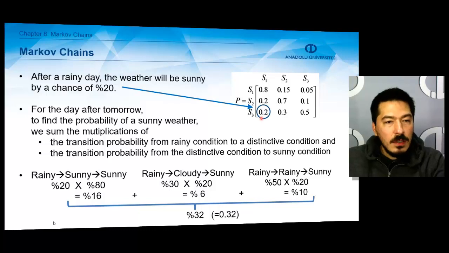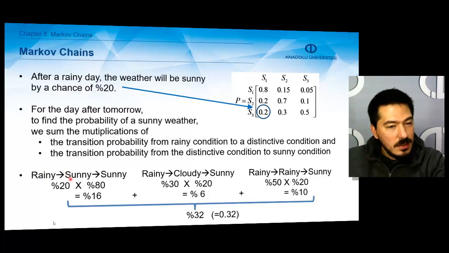For the day after tomorrow, to find the probability of a sunny weather, we sum the multiplications of the transition probability from the rainy condition to an intermediate condition and the transition probability from the intermediate condition to the sunny condition. So we have here three combinations, each of which ends with a sunny condition. And all these three combinations begin with a rainy condition. The only thing that differs is the one in the middle, and these middle conditions are sunny, cloudy, and rainy. In each combination, we have two transitions. As you can see here, we have three conditions and two transitions.